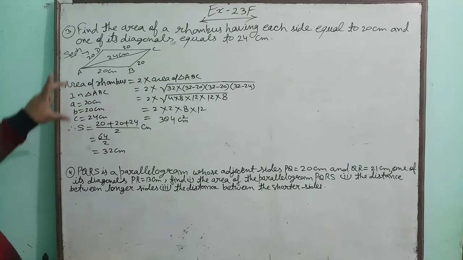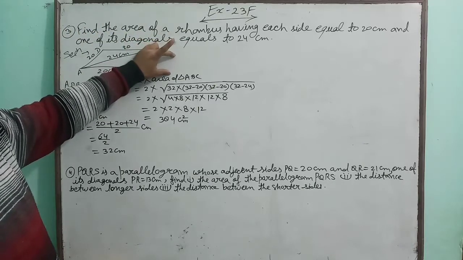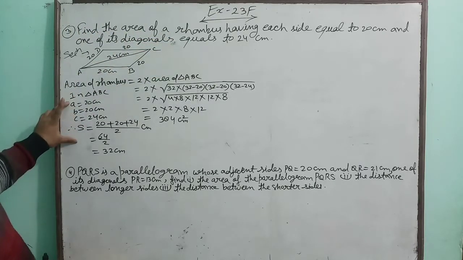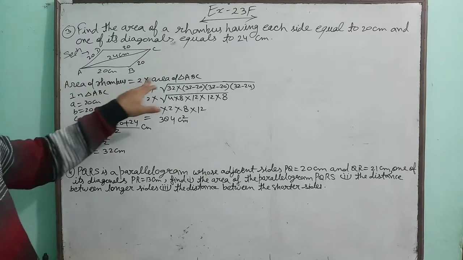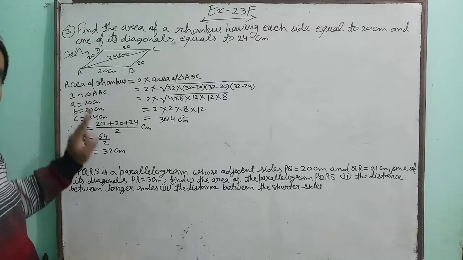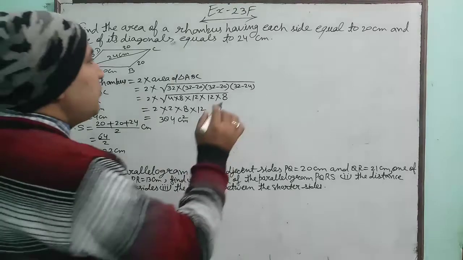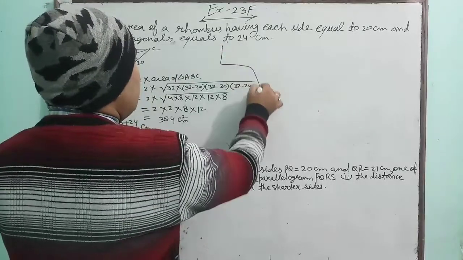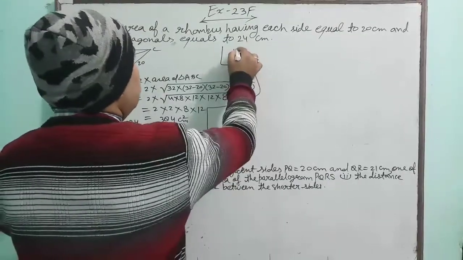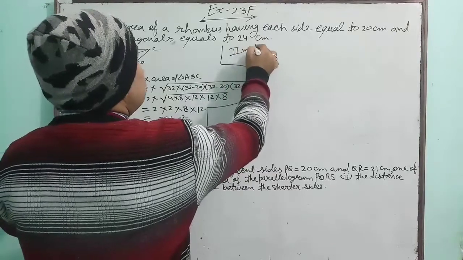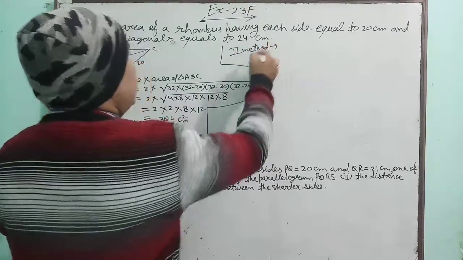This part you can do above, means here. First do this part, then after below it, this area of rhombus. This is the one method, children. One more method is there by which you can find. See what is the second method.